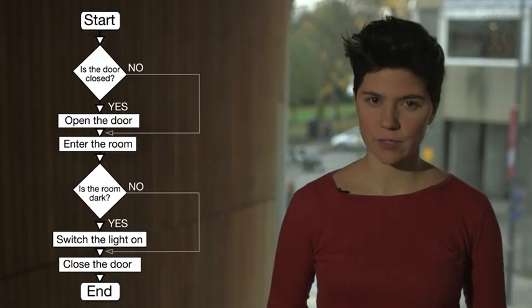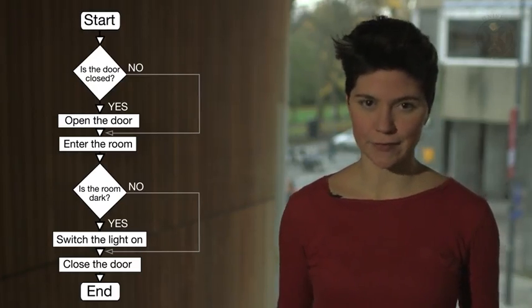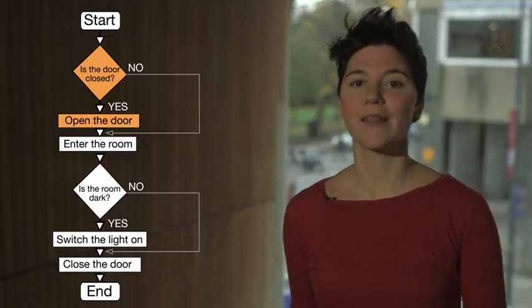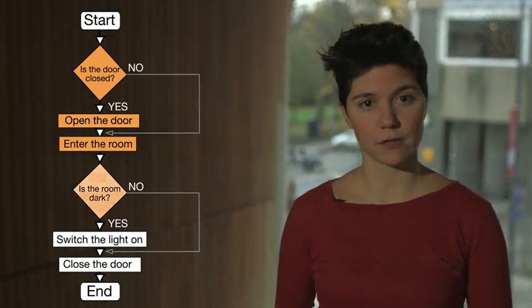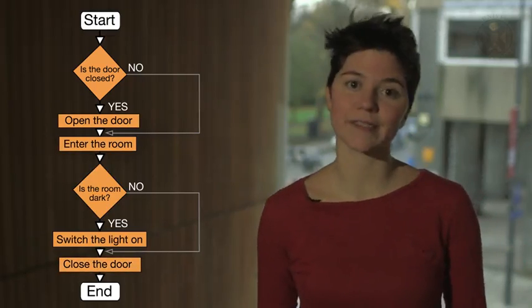Now let's look at a flowchart that visualizes an algorithm for entering a room. According to this algorithm, we first check whether the door is closed, and if it is, we open it. Then we enter the room and check whether the room is dark. If it is, we switch on the light. Finally, we close the door behind us.